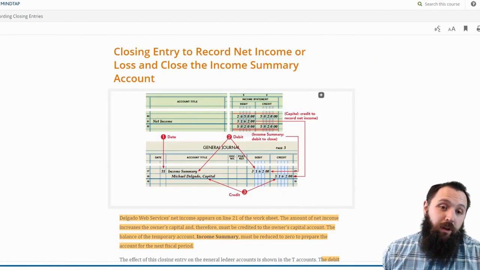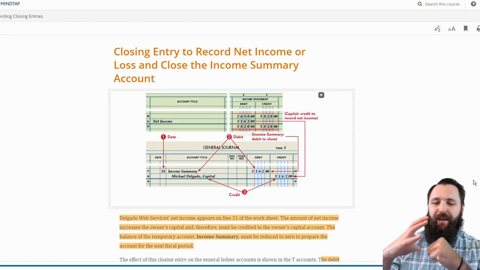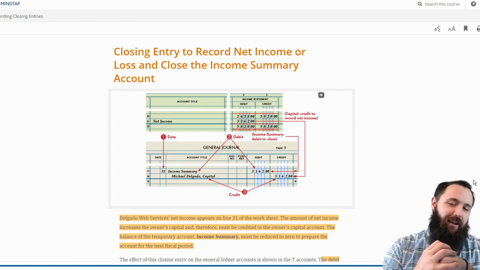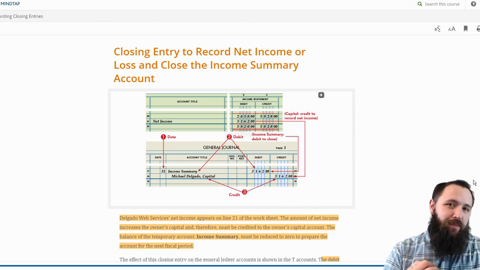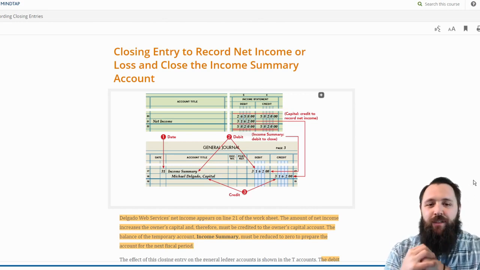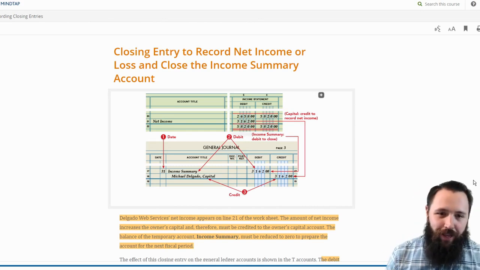So now what we do is we pretty much get rid of income summary. Income summary was an awesome little Pac-Man that got our expenses, that got our revenues. Good job, income summary. But now you have done your part, you have served your duty. Now I need you to go, okay?